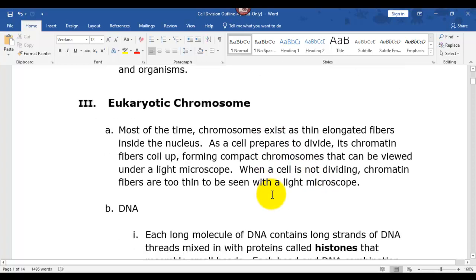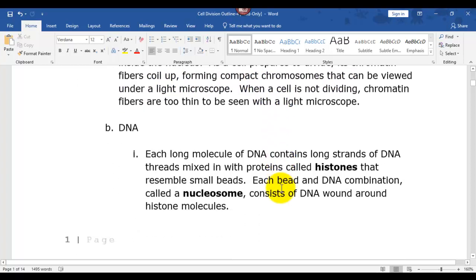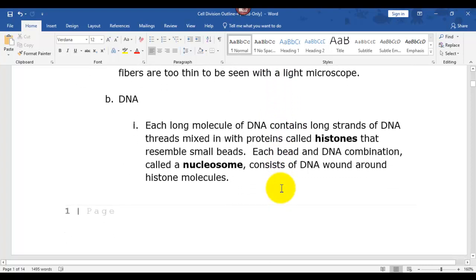So the eukaryotic chromosome, like I was saying, they're called chromatin fibers prior to division. So as a cell prepares to divide, its chromatin fibers coil up, forming compact chromosomes that can be viewed under a light microscope. So a couple of things about this, and this is on your quiz. How is DNA found inside of a cell? And this is as a chromatin fiber.